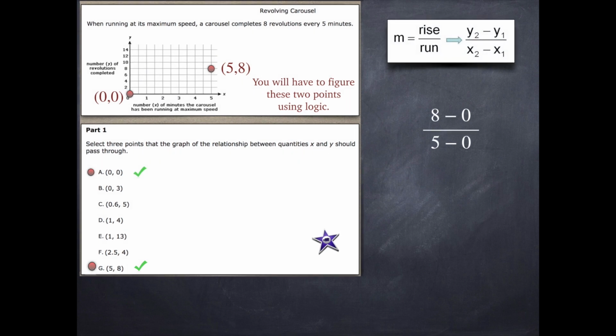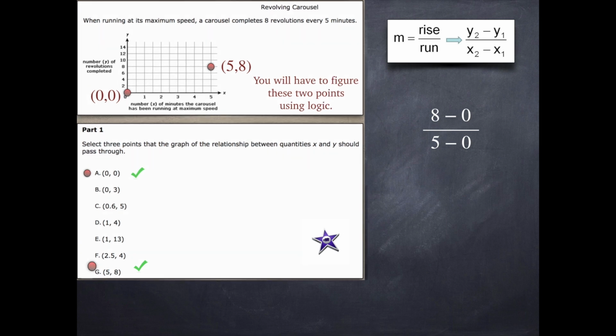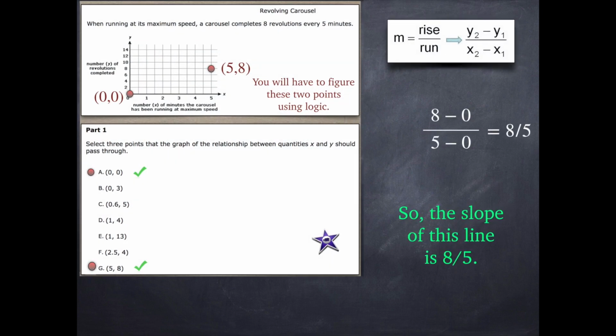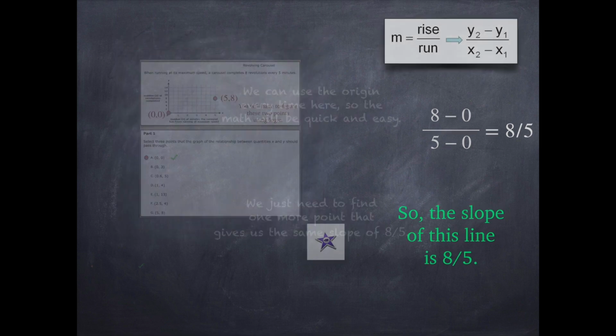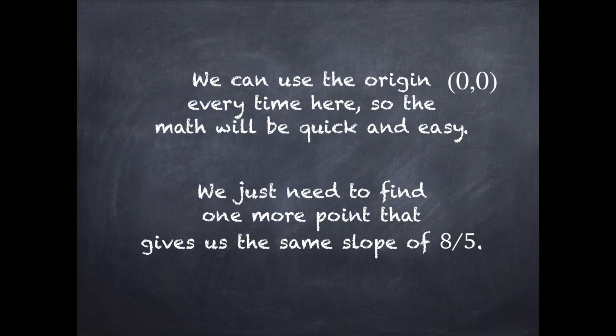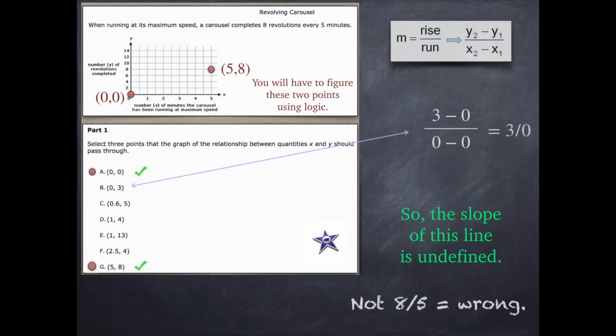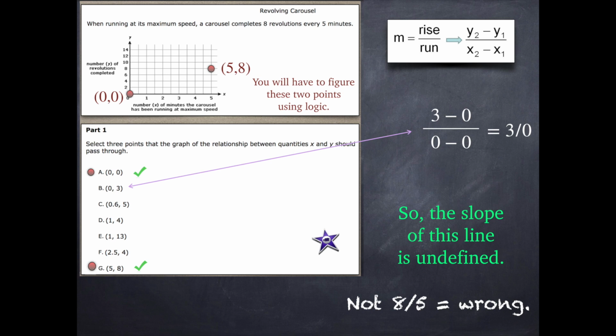Now we would do the math to figure out what exactly is the slope, doing the change in y on top, the change in x on the bottom. And we're going to find that the slope of our line is 8/5. So now we'll have to do the math for all of those other points until we find one more that gives us a slope of 8/5. Because the origin is one of the points, that's going to be the easiest number to put into the formula. So always use the origin every single time, and we'll find one that's got a slope of 8/5 and we'll be done.